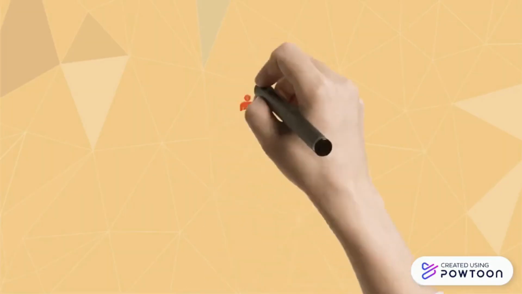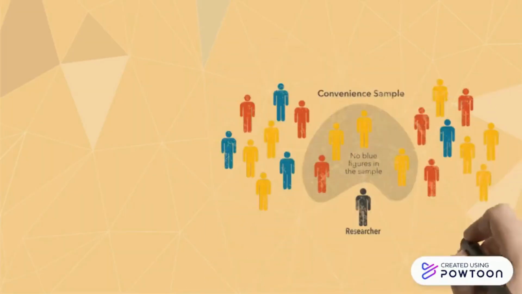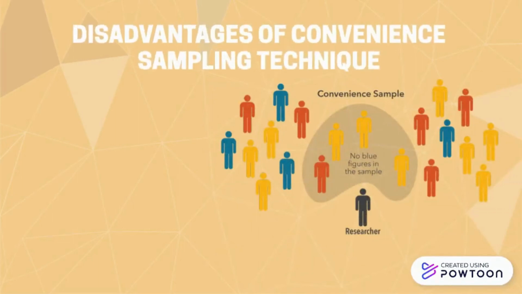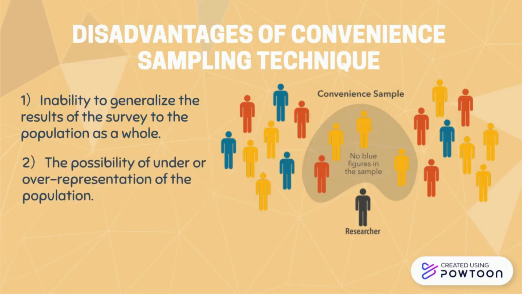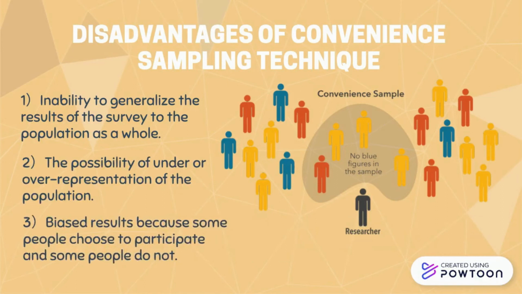The convenience sampling method cuts out a large part of the population. As a result, this leads to several disadvantages, including inability to generalize the results of the survey to the population as a whole. The second is the possibility of under or over-representation of the population. The third is convenience sampling will lead to biased results because some people choose to participate and some people do not. Therefore, the use of convenience sampling method is discouraged by many dissertation supervisors.